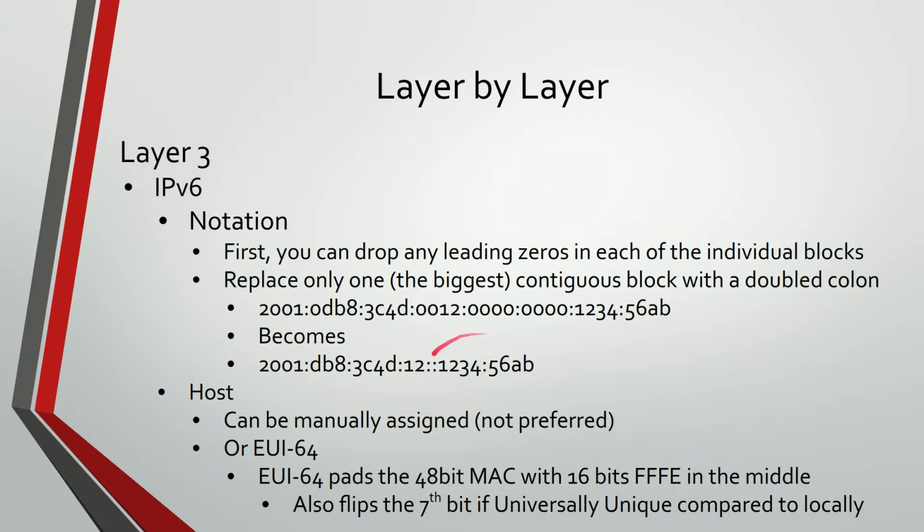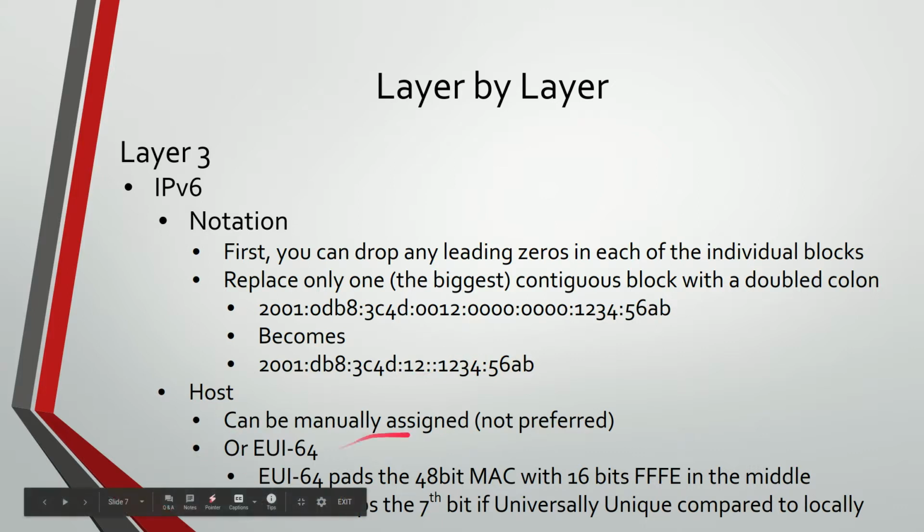Now it can only do this trick once. The biggest contiguous block of zeros, I can condense down to a double colon. I can only do that once, because if I did it multiple times, the computer wouldn't know which one is 2 blocks and which one is 1 block. So there you go. I take all 8 zeros, I double colon it, and then 1, 2, 3, 4, 5, 6, AB does not have any leading zeros, so I don't change it.